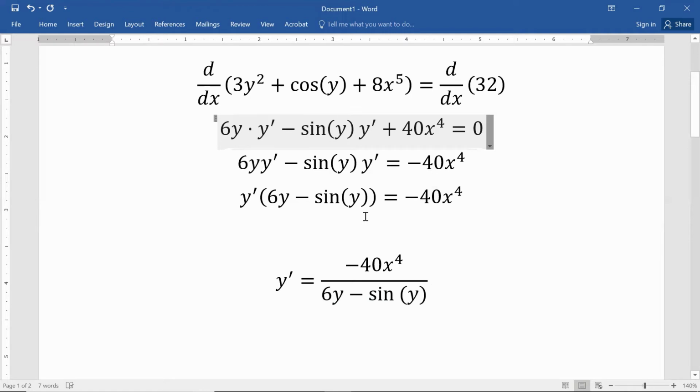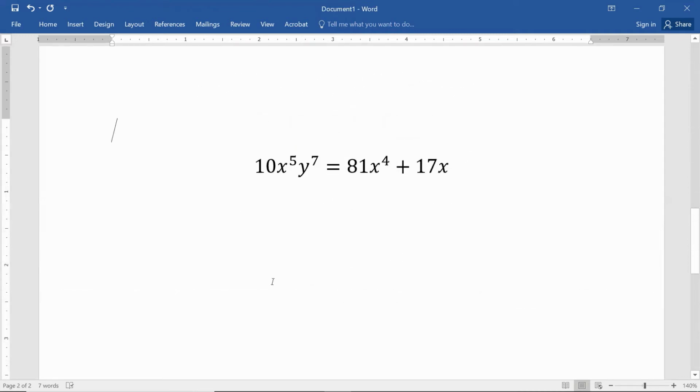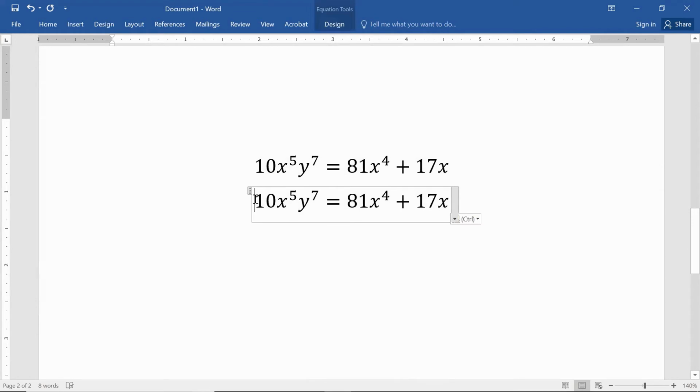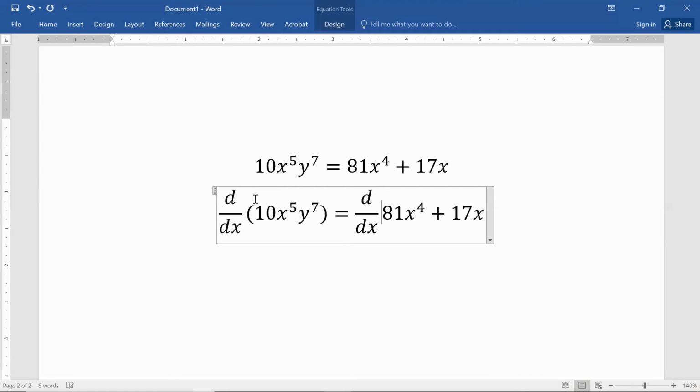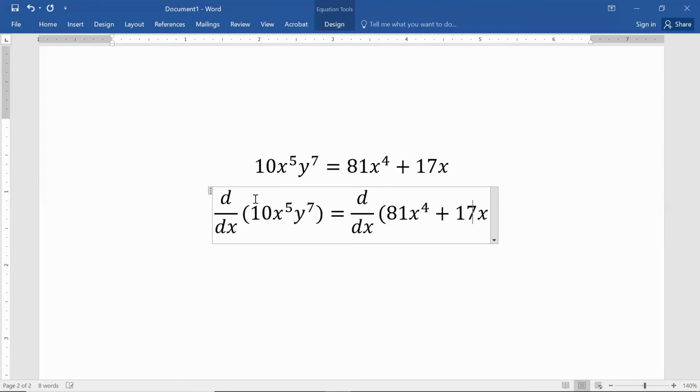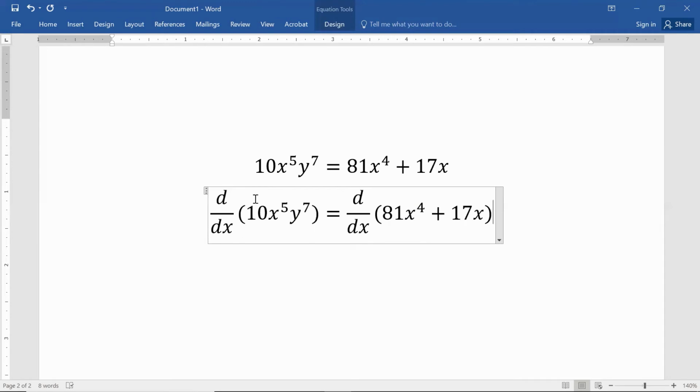Let's take a look at the next function we are asked to do. So let's take this function and take a derivative with respect to x of both sides. The left-hand side is going to require me to do a power rule and a chain rule at the same time. So I look at 10x to the fifth and I view that as my f, and I view my g as y to the seventh.